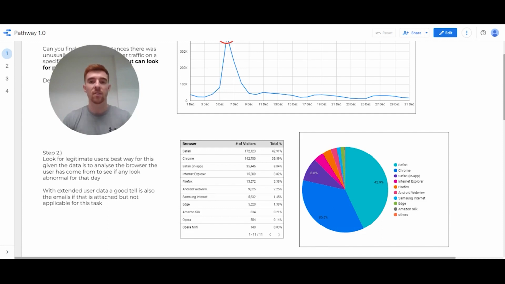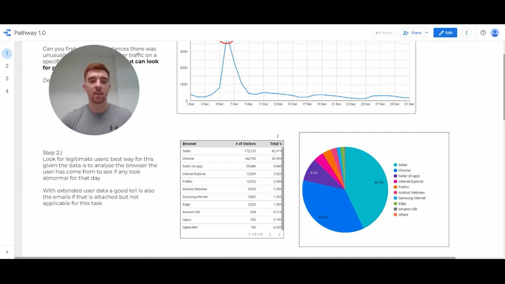So the best way to do this, given the data we've got, is to analyse the browser that the user has come from to see if any are abnormal for that day. Here I've got a table of all the browsers, ordered in decreasing value of the number of visitors with the total percentage that it is. We can see that the greatest percentage is made up of Safari and Chrome, and this is completely normal. It's not surprising to see that these are two popular browser types.